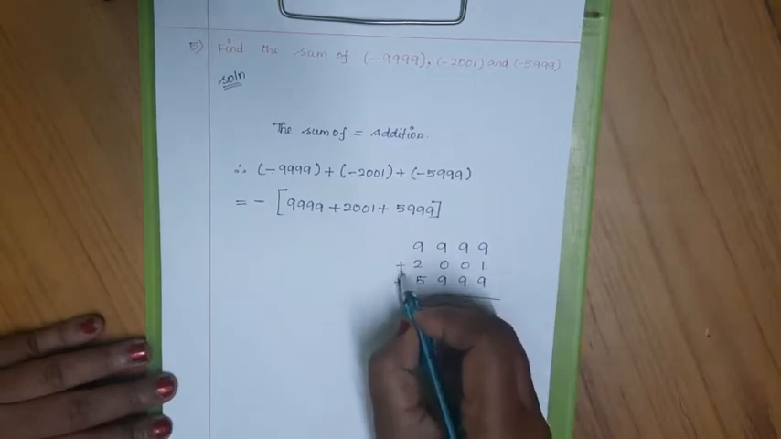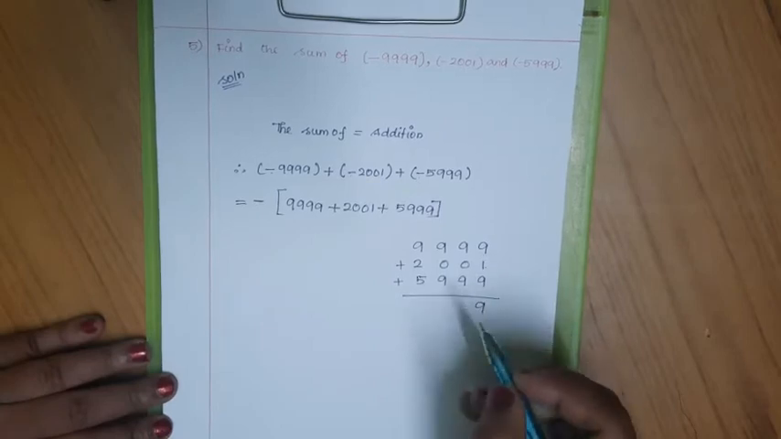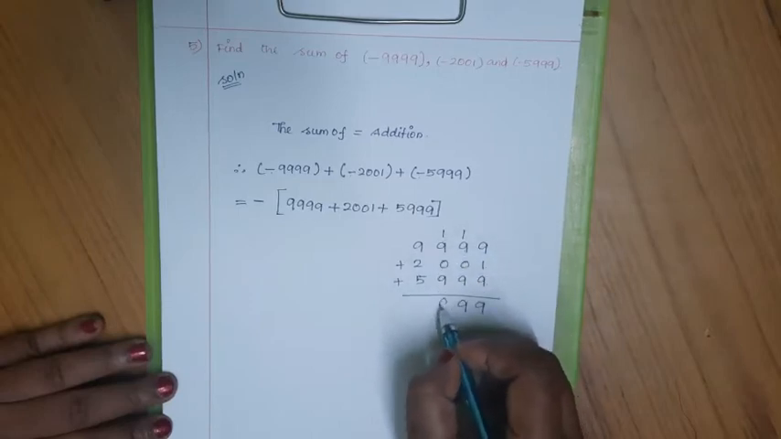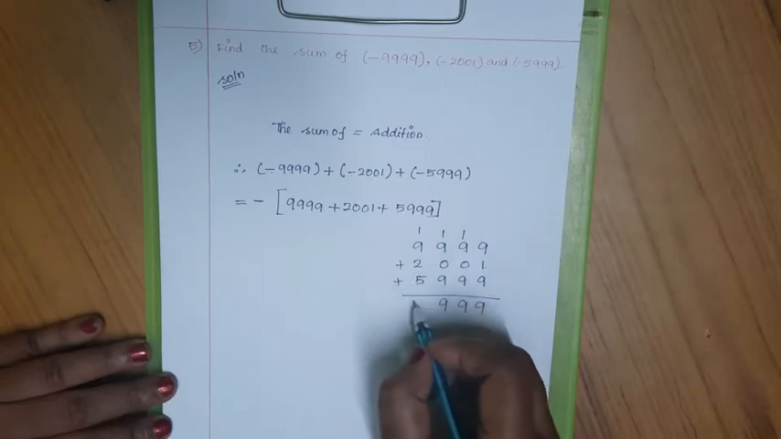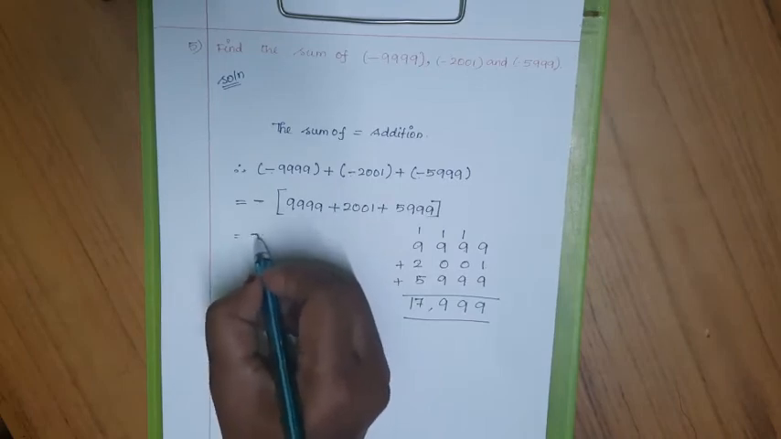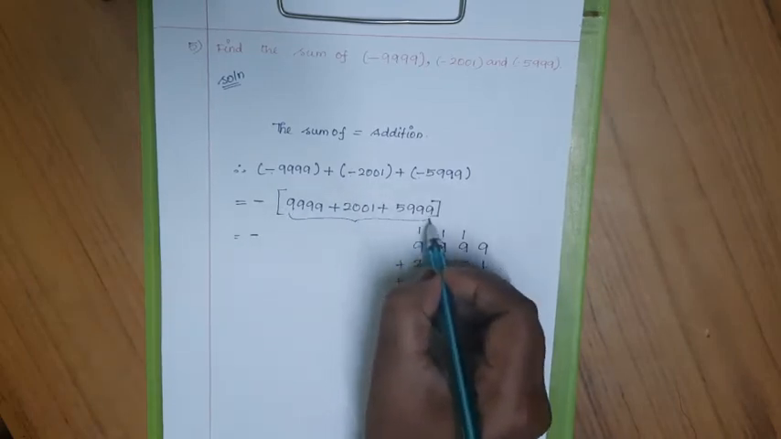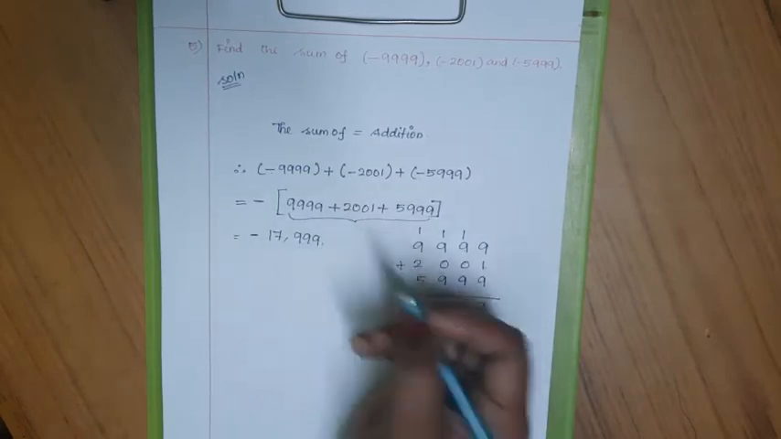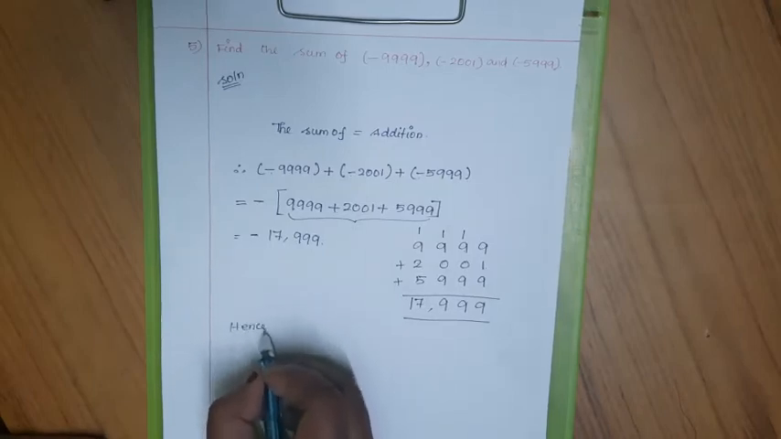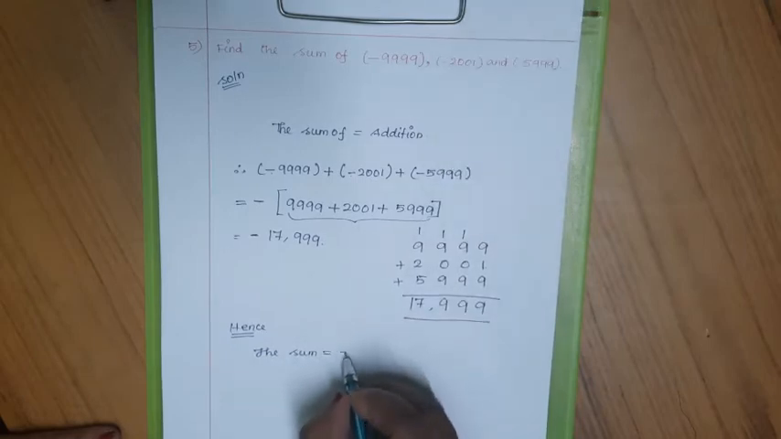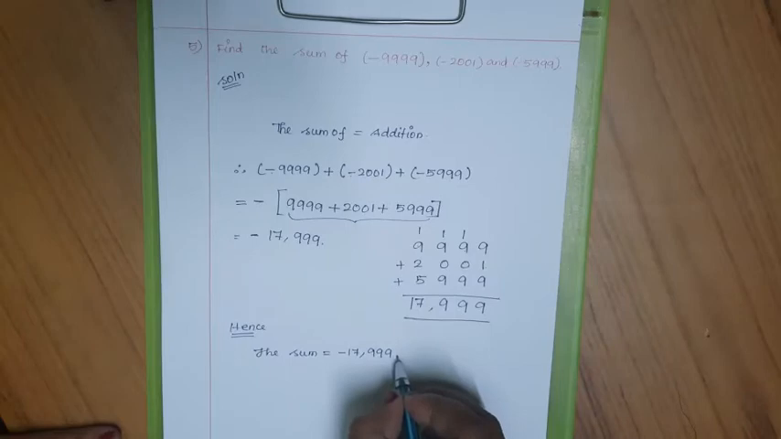9 plus 1, 10, 10 plus 9, 19, carry 1, 1 plus 9, 10, 10 plus 9, 19, carry 1, 1 plus 9, 10, 10 plus 2, 12, 12 plus 5, 17. As usual, put the negative sign, and the answer for all these three numbers is 17,999. Hence the required answer is minus 17,999.